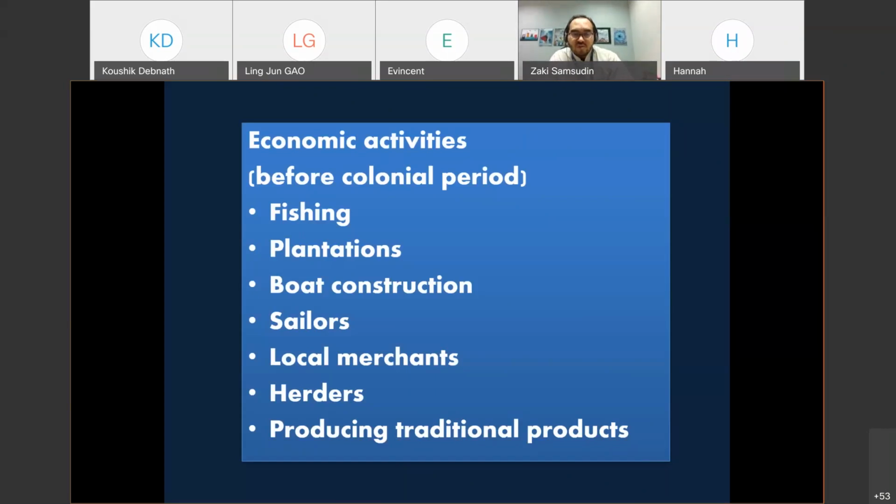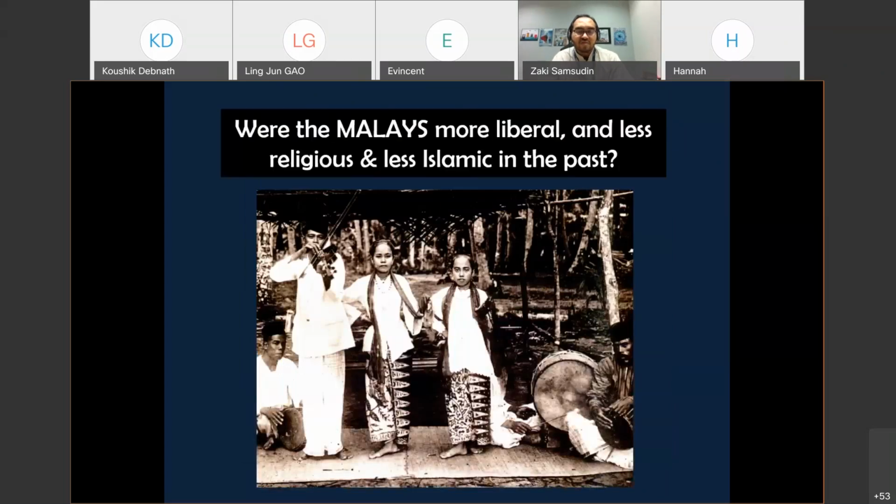Sailors, local merchants, herders, right, producing traditional products. So these are some of the things that the Malays were doing. We will come to one discussion later on about discrimination and stereotypes in relation to these activities, but sufficient for us to mention that for the time being, and we'll come to that later on.